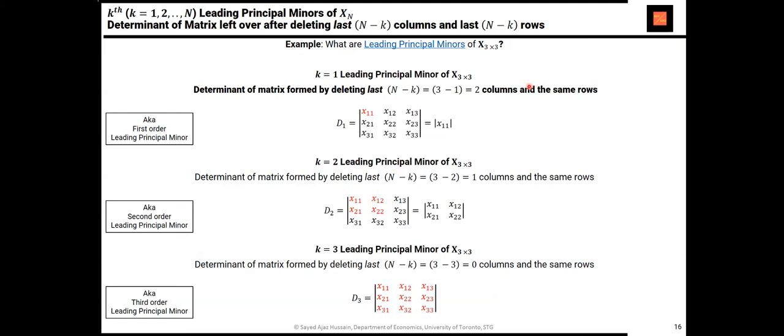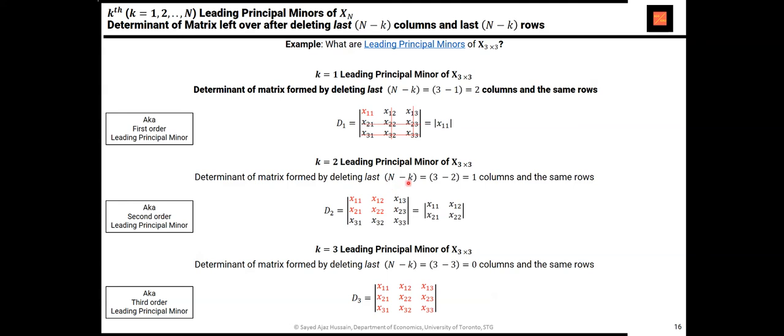So what in God's name does that mean? Take a 3 by 3 matrix, n is equal to 3. Let k be equal to 1. k has to go from 1, 2, all the way to 3. I need to find out the determinant of the matrix formed by deleting the last n minus k columns and the same rows. n is 3. k right now is equal to 1. So I need to delete the last two columns and the last two rows. Goodbye columns, goodbye rows. I'm left with exactly this thing right here. And the determinant, not the absolute value, the determinant of this thing would then be your first order leading principal minor.